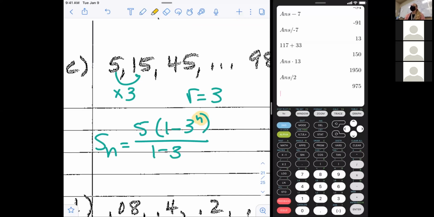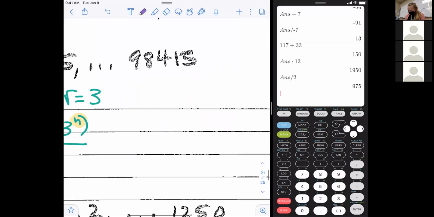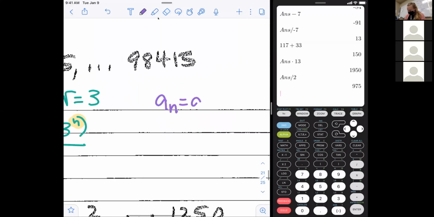I'm going to do the same process as I did last time, but since it's geometric, it's a different formula. So let's practice that. This formula here, and again, I'll have these written down: A sub N equals A sub 1 times R raised to the N minus 1.